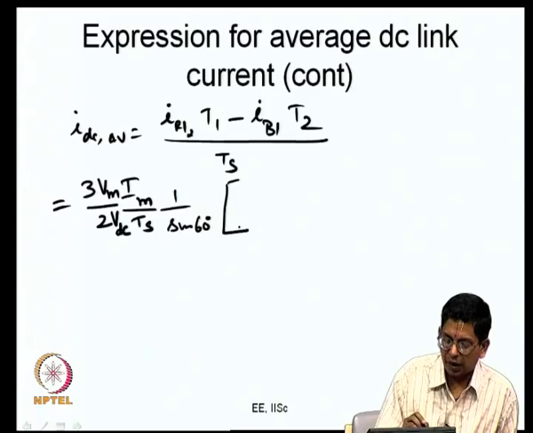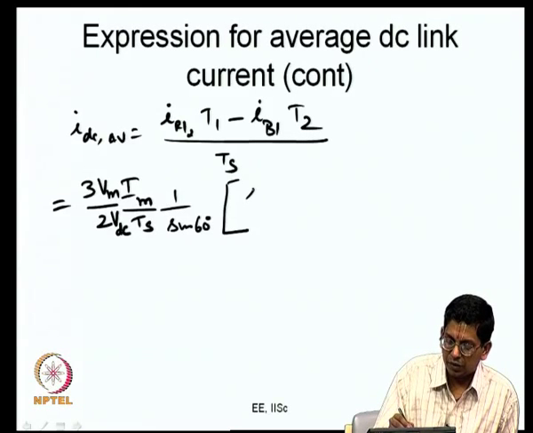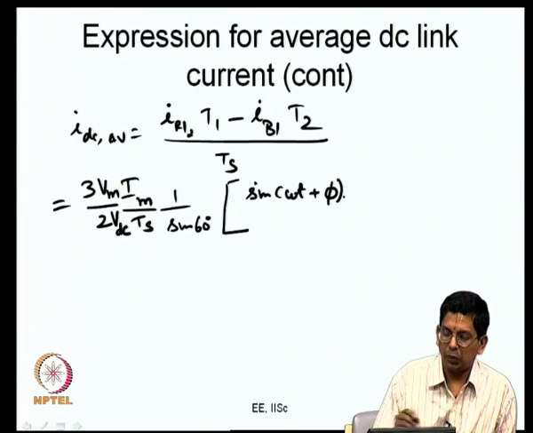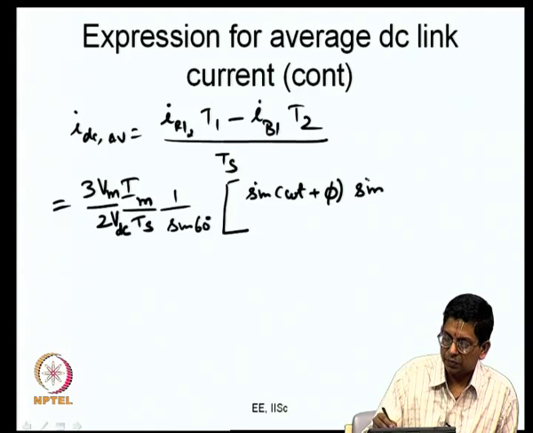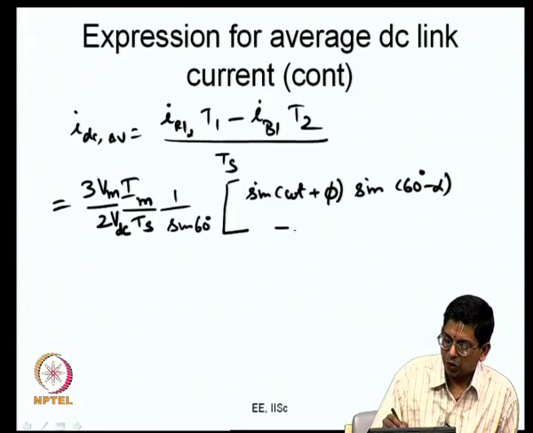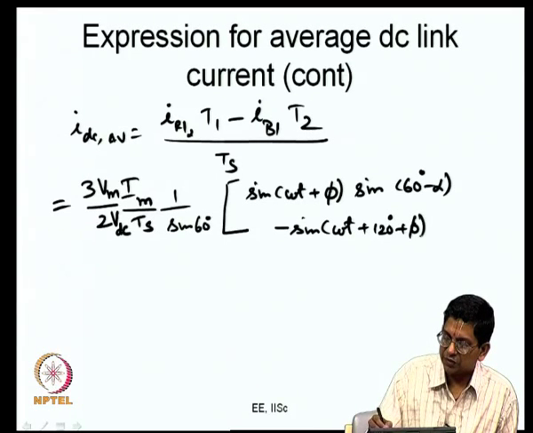And now, what I have is from IR1 I have sin of omega t plus phi, that is multiplied by, for T1, sin of 60 minus alpha. Then for minus IB you have minus of sin of omega t plus 120 degree plus phi multiplied by sin of.